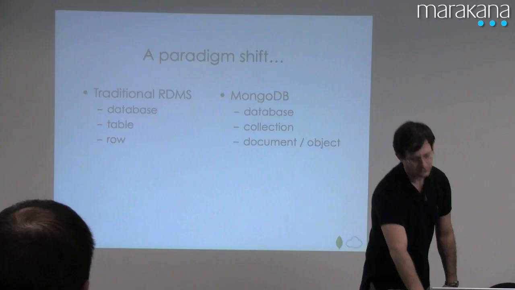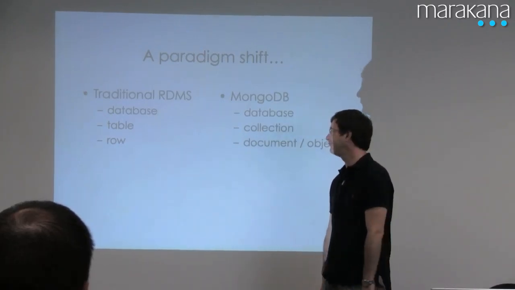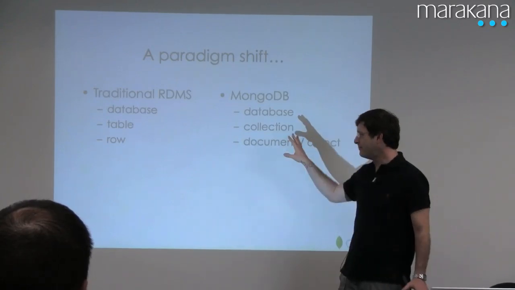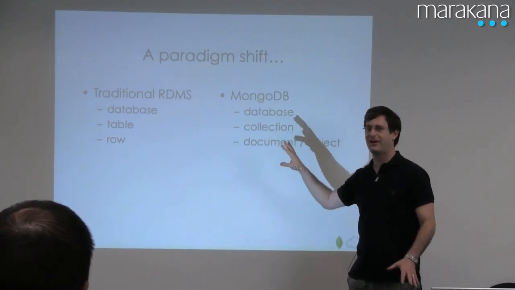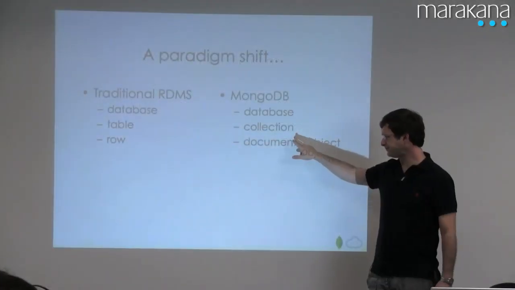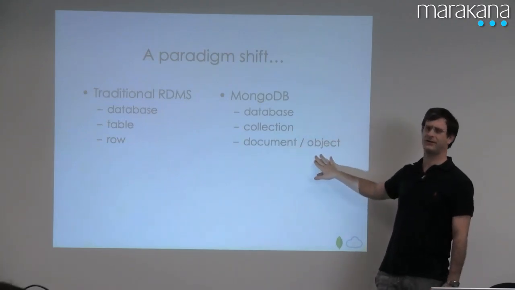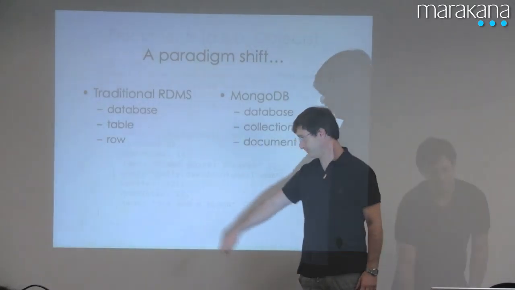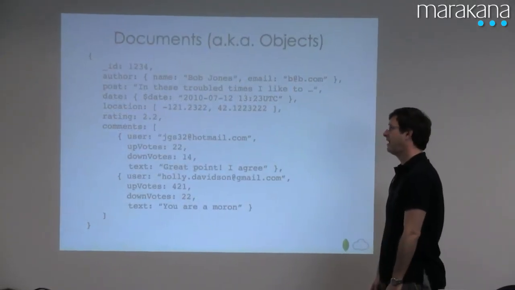Okay, so for those who are not familiar with MongoDB, the general mapping of terminology I like to give is that they both have the idea of a database. But in MongoDB, the term collection is what you use to describe something that's like a table, and you'll see in a minute how they differ. And then the term document or object is what in the relational world is a row. So this is a document.